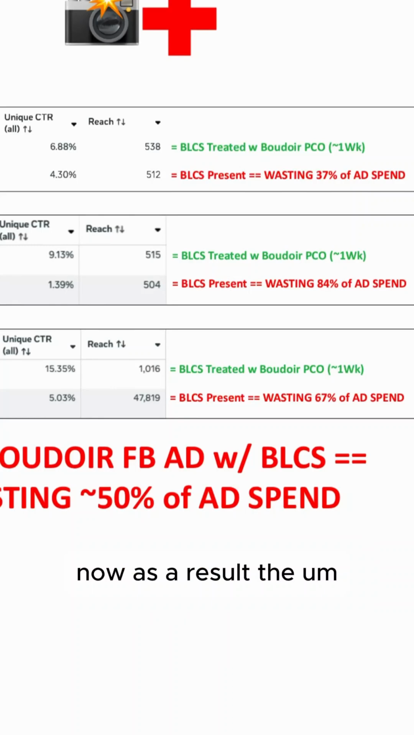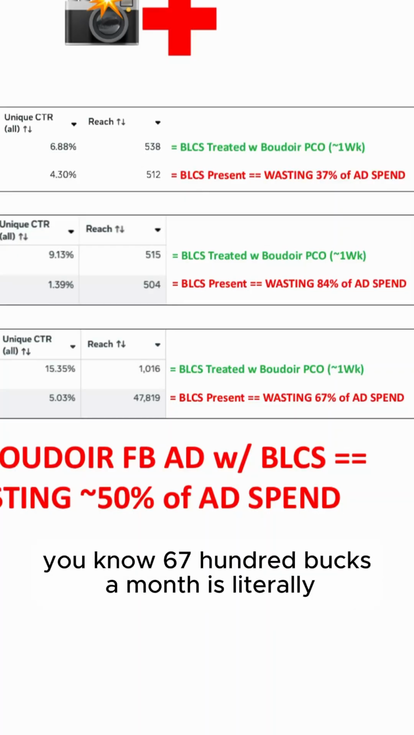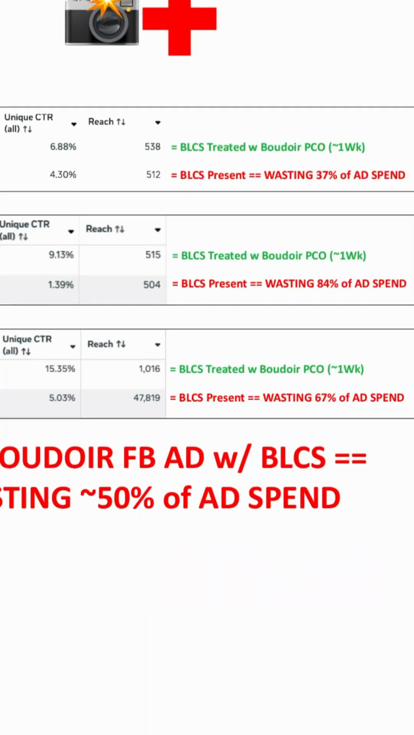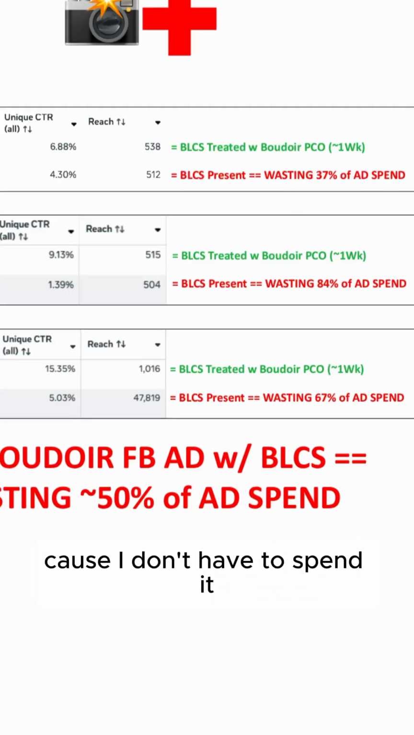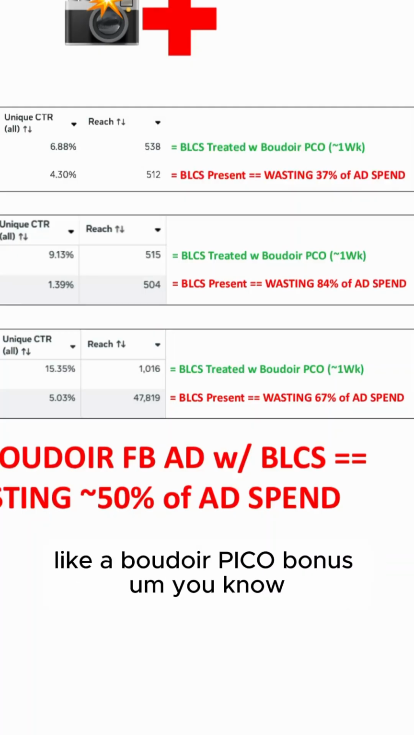Now, as a result, $6,700 a month is literally back in the boudoir photographer's pocket because they don't have to spend it. Like a phantom bonus, like a Boudoir Pico bonus.